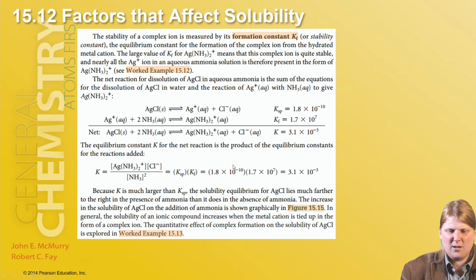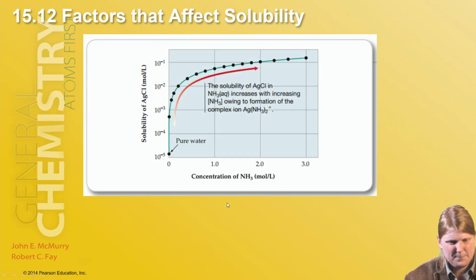So the idea is that if we can somehow tie up one of the components of some equilibrium, it doesn't have to be tied up in something that is permanent. It doesn't have to be removed. It just needs to be tied up in an equilibrium that is favorable to getting rid of it. That's enough to shift equilibrium. And that's what they show here. The solubility increases with increasing ammonia, owing to the formation of the complex. Sorry, the solubility increases.